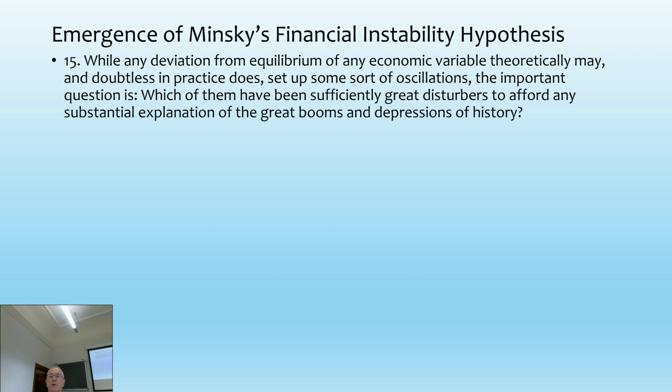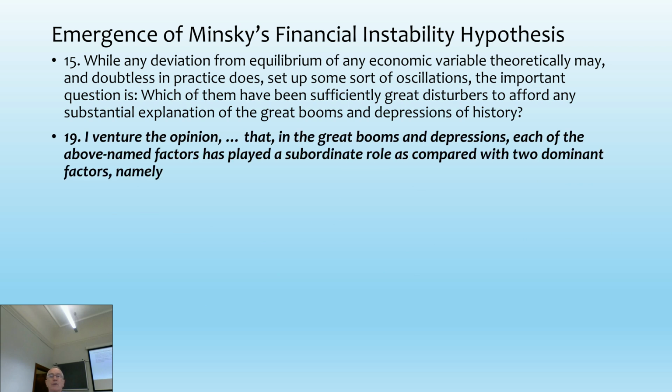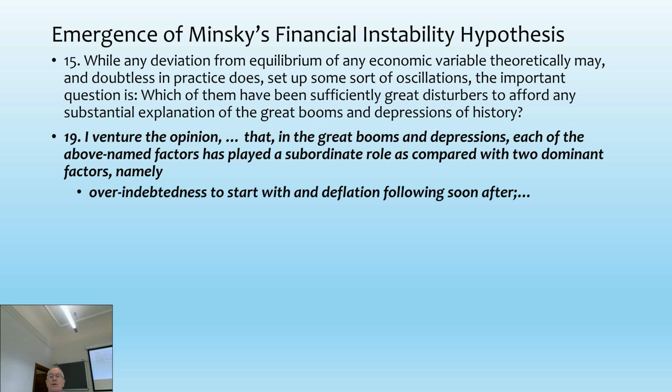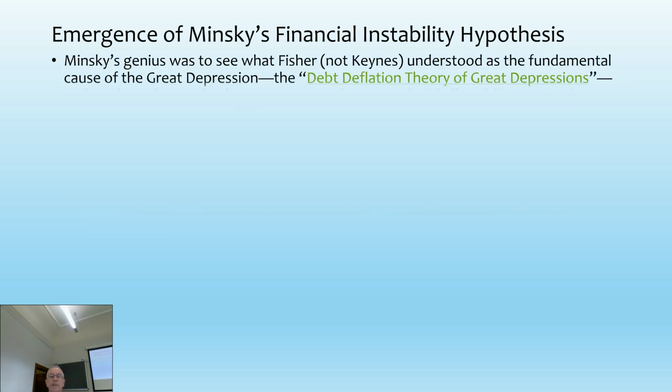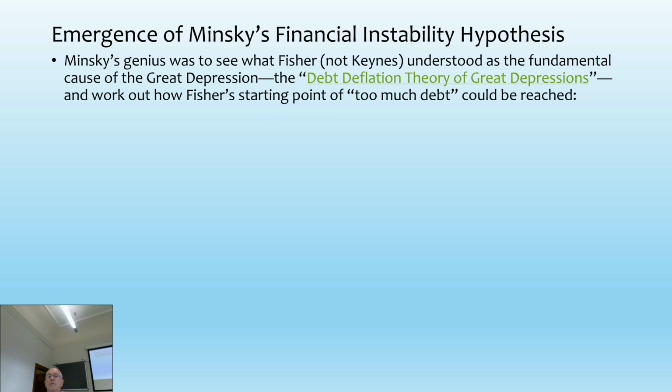So he said, what deviation will cause a crisis? And he finally said, in great booms and depressions, the two factors are over-indebtedness to start with and deflation following soon after. And that was the experience of the Great Depression. So Minsky's vision was to see that in Fisher and say, well, Fisher's explained how if we get to this situation, then there can be a Great Depression. What he tried to say is, how do we get that situation in the first place?